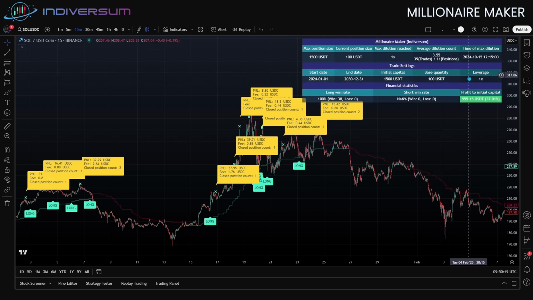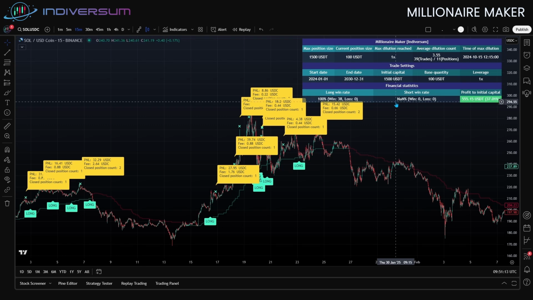Leverage. If we're trading futures, this shows the leverage applied to our trades. A leverage of 1x means no leverage was used. Finally, let's review the performance statistics. Long win rate. This tells us the percentage of successful long trades. Short win rate. If the strategy included short trades, we would see their win percentage here.